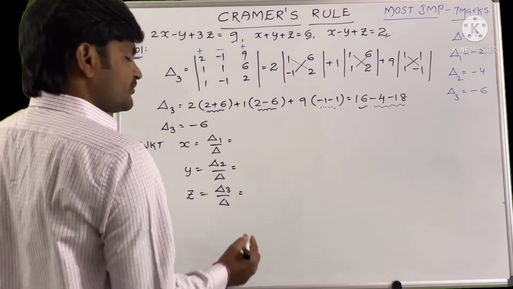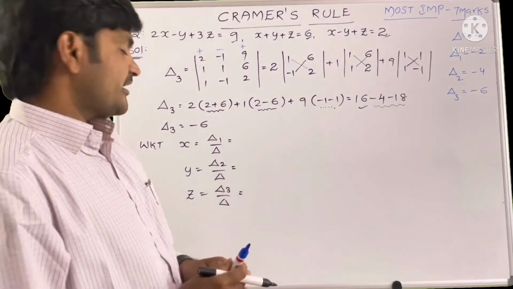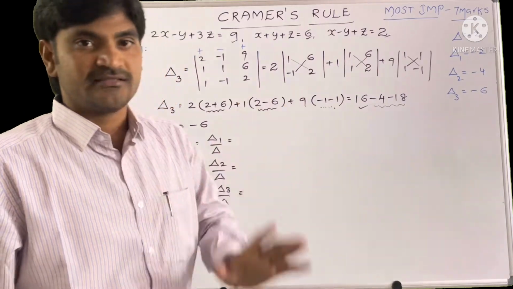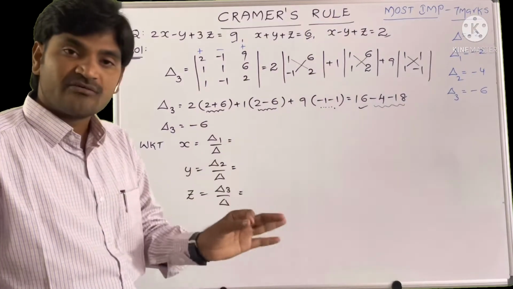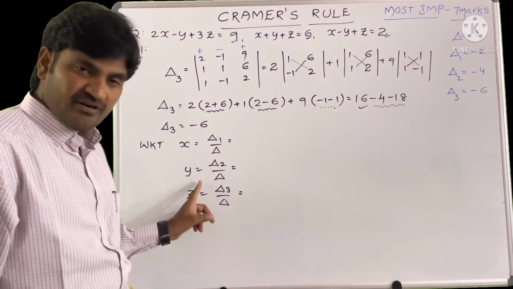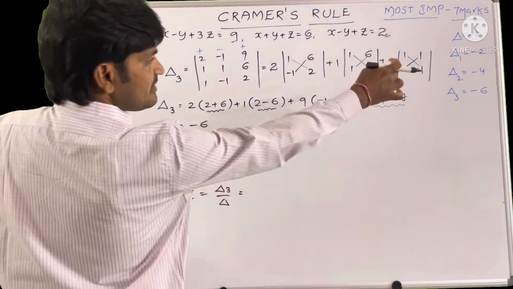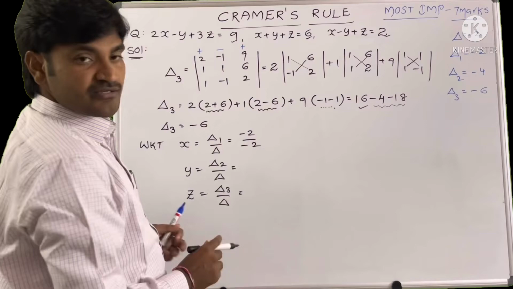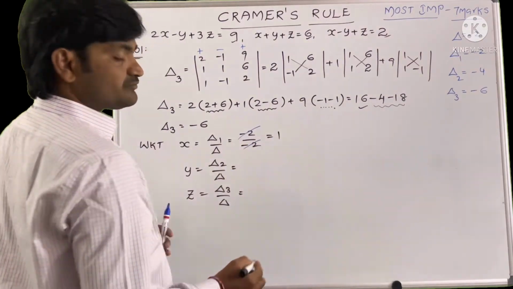This Cramer's rule only exists when delta is not equal to 0. If delta is 0, something by 0, the solution does not exist. So delta must not equal 0, otherwise Cramer's rule does not apply. So, the x, y, z formulas: now substituting those values, the delta 1 value is minus 2 and the delta value is minus 2. By cancelling them we get the answer 1.